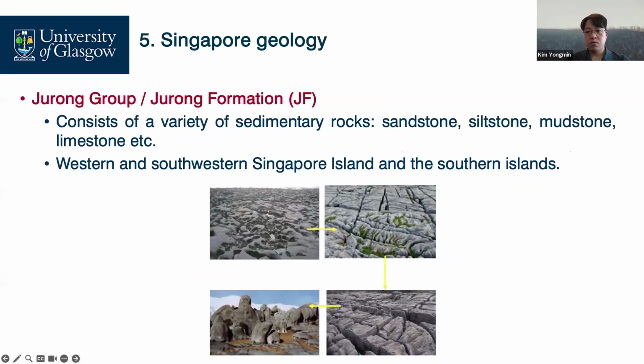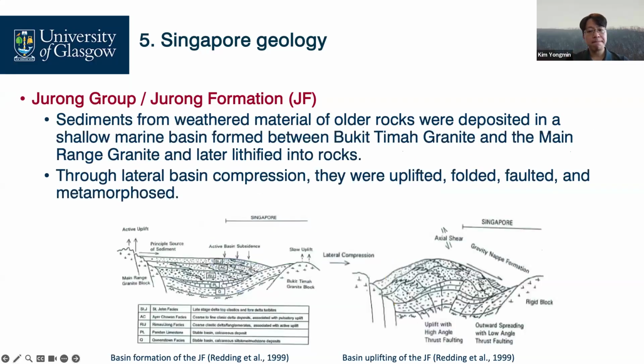Jurong Formation to the west consists of a variety of sedimentary rocks like sandstone, siltstone, mudstone, and limestone. It exists in the western and southeastern part of Singapore. These sediments were deposited in a shallow marine basin formed between the Bukit Timah granite, here, and the main range granite.